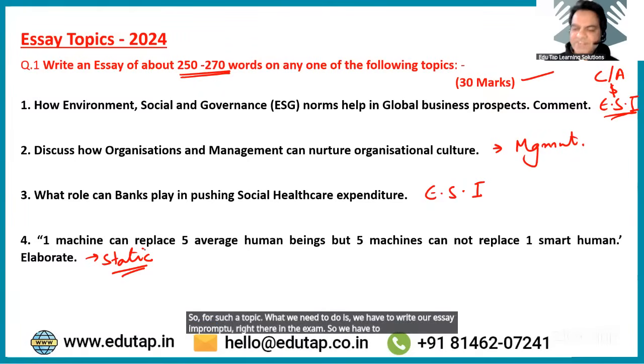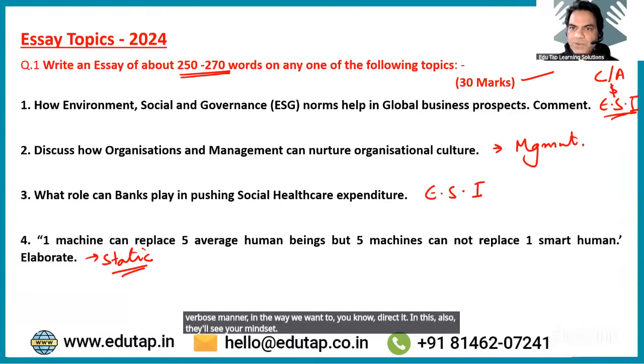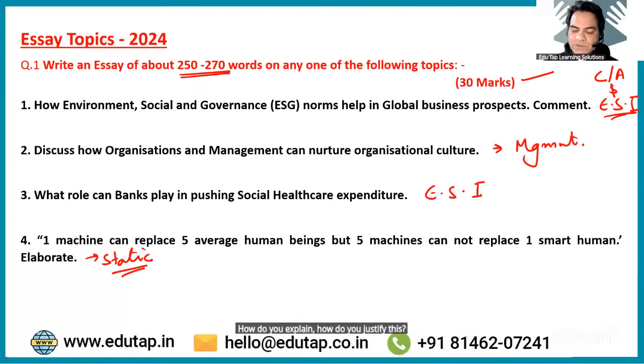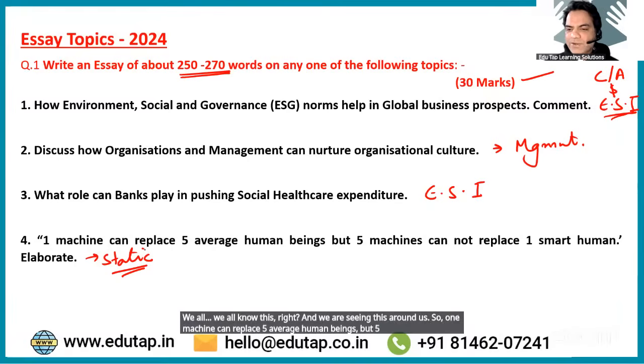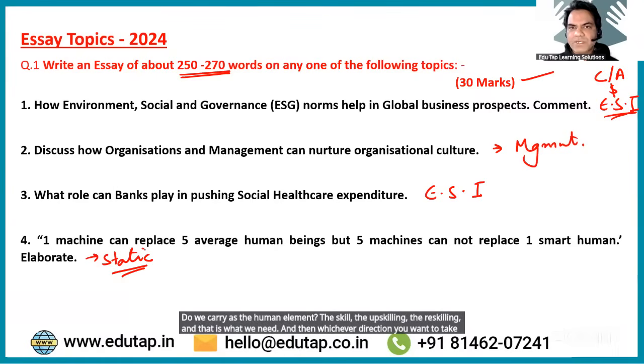So we have to think of everything and then write and execute it in a verbose manner, the way we want to direct it. In this also, they'll see your mindset. How do you explain this? How do you justify this? One machine can replace five average human beings, which we see today, right? AI is replacing jobs, and we are seeing this around us. But five machines cannot replace one smart human. So it also talks about the importance we carry as the human element: the skill, the upskilling, the reskilling, and that is what we need. Whichever direction you want to take this topic, you can take it there.